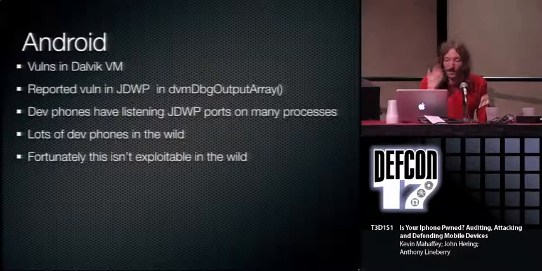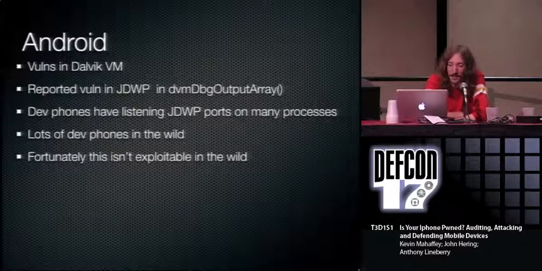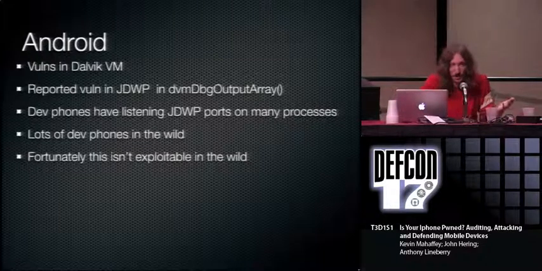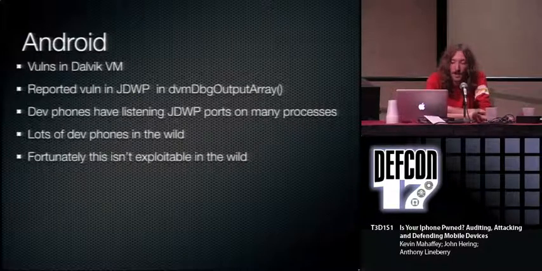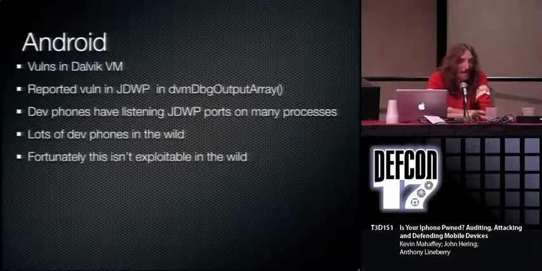One of the ones that we found that we can disclose is in the JDWP, which is the Java Debug Wire Protocol. It's in the DVM debug output array, which basically just outputs an array to the console. It was just a textbook integer overflow, and it's not really a problem because it is in the debugging stuff. But a lot of the dev phones, which was the first hardware released with Android on it, actually have a lot of processes with listening JDWP ports just sitting there.